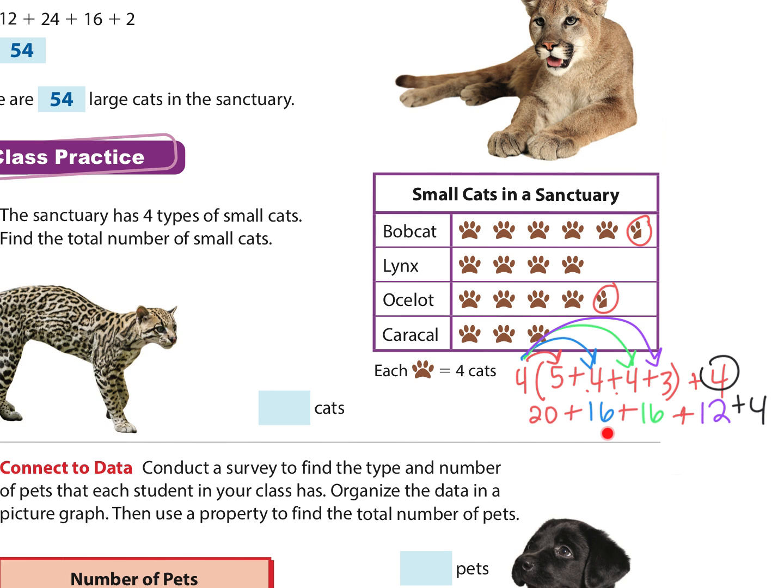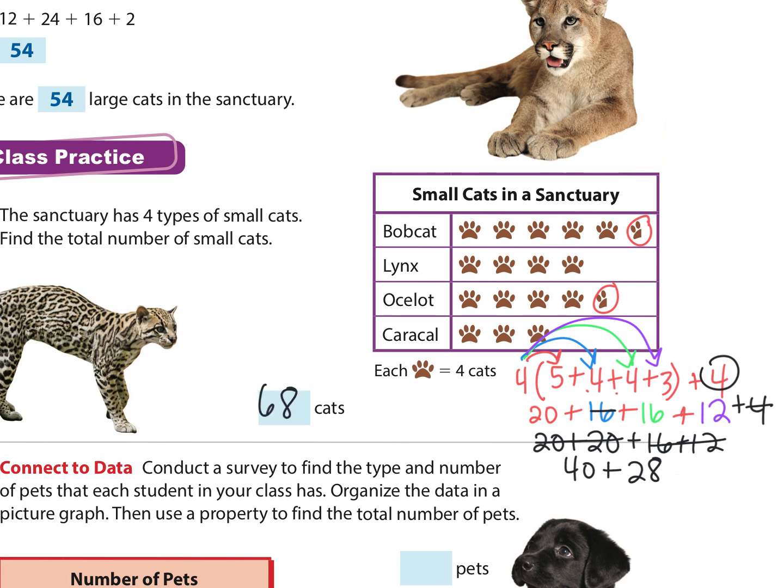4 and 16. I'm going to do those first because if I add 4 to 16, that makes what? 20. So then I have this left that I haven't used. 20 plus 20 is 40. And then what's 16 plus 12? 28. And then 40 plus 28 is 68.